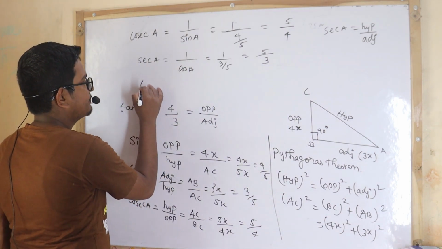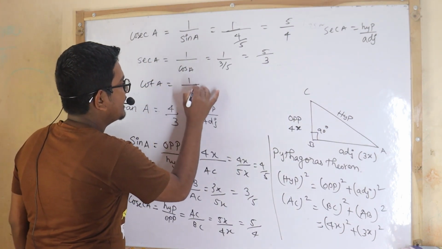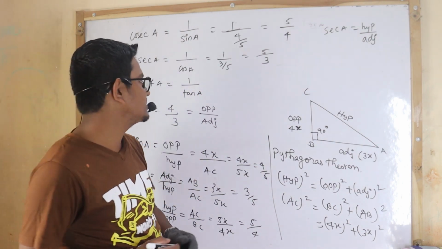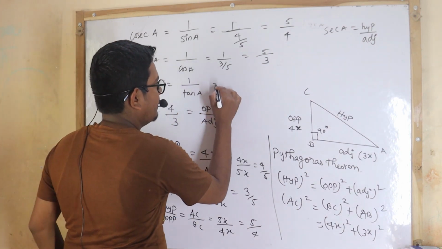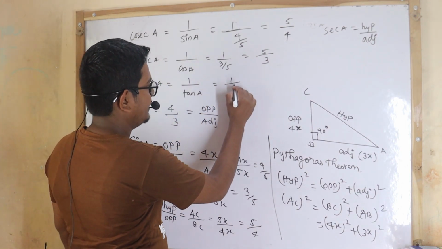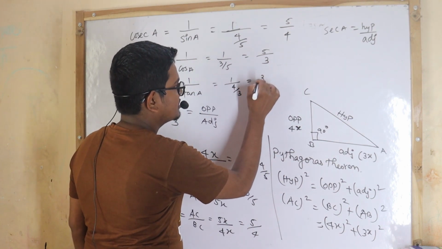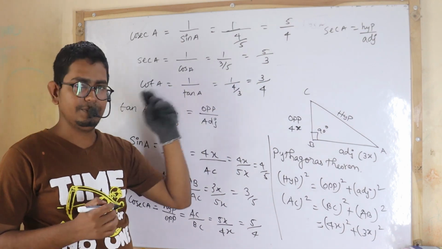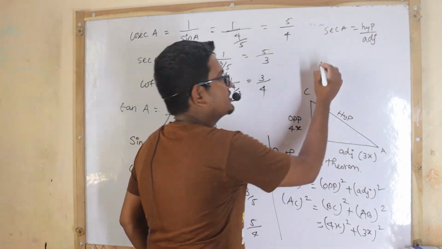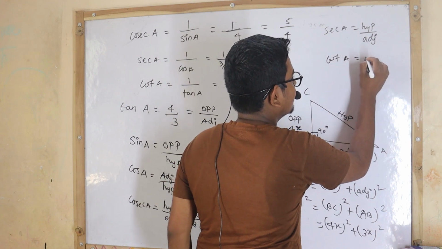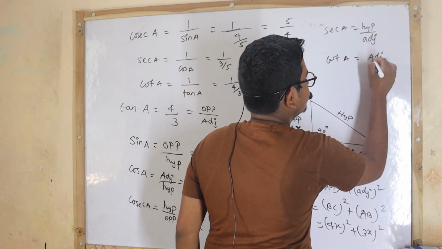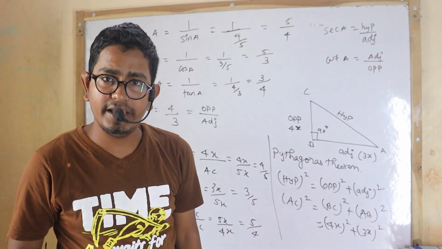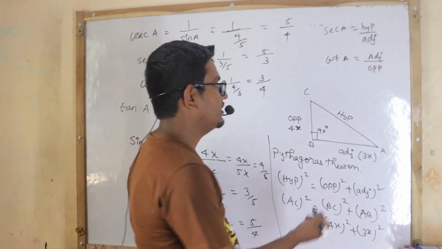Then cot A is equal to 1 by tan A. I gave this formula in the previous session. 1 by tan A, which is 1 by 4 by 3, will become 3 by 4. So cot A is equal to 3 by 4. I am just writing the formula for cot A: cot A is equal to adjacent side upon opposite side. I gave one more formula for cot A. If you want to try that method, you can try it out.